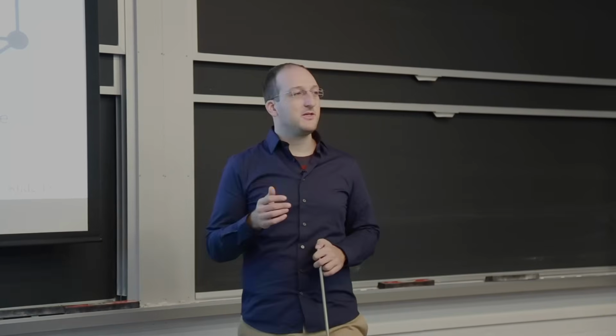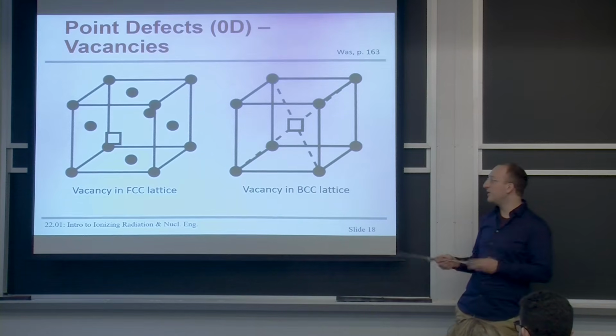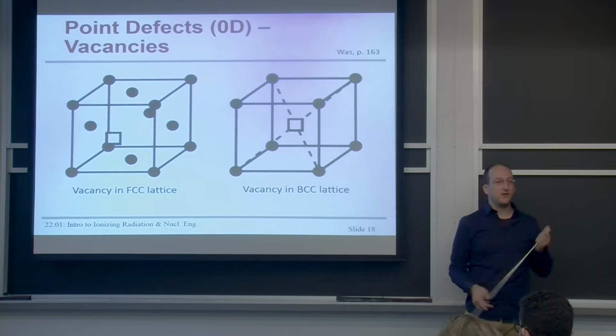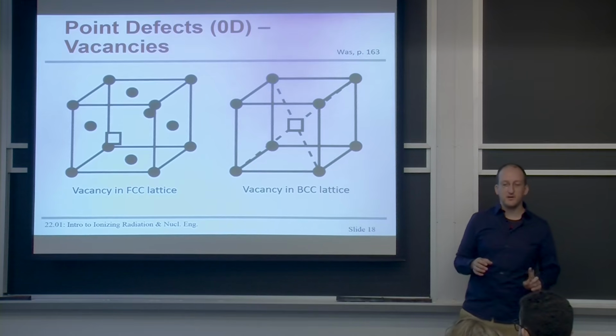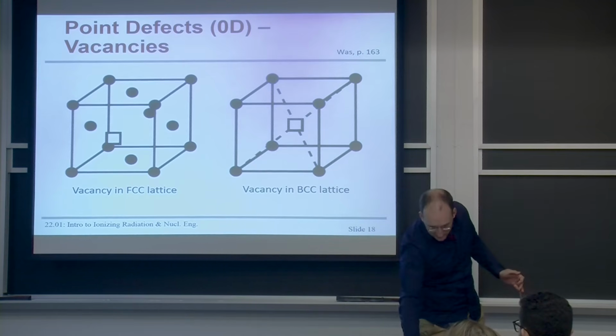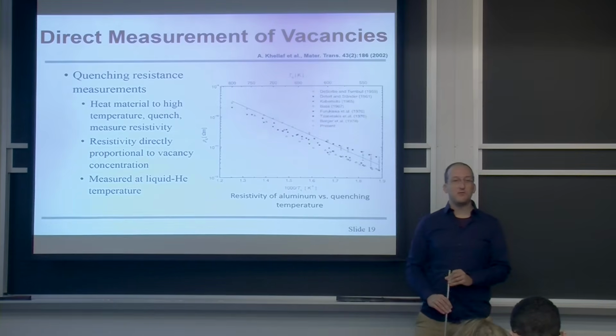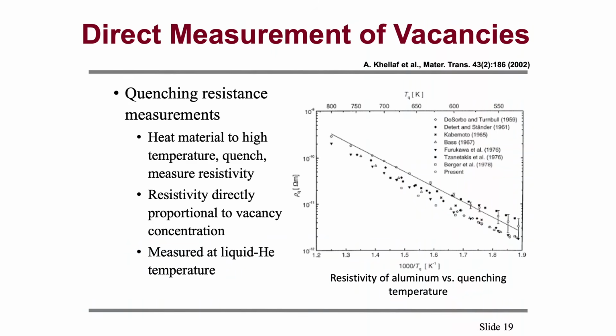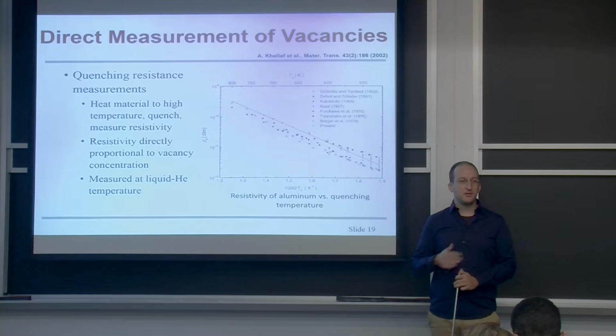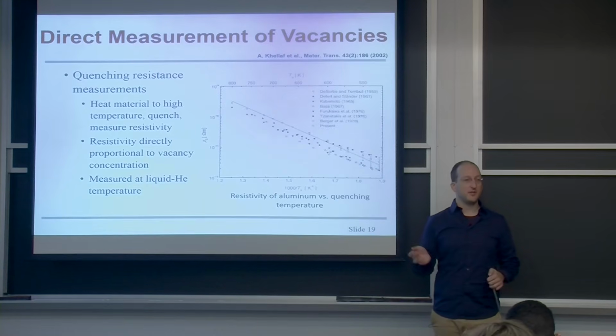So it might be kind of hard to conceptualize. How do we know that there are missing atoms in all these little cubes or lattices? We do have direct evidence. There are what's called quenching studies, where you can measure the resistance or resistivity of a piece of material after heating it to a certain temperature. Because it turns out that the hotter you make something, the more of those vacancies just naturally occur.